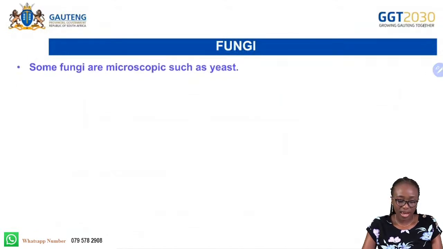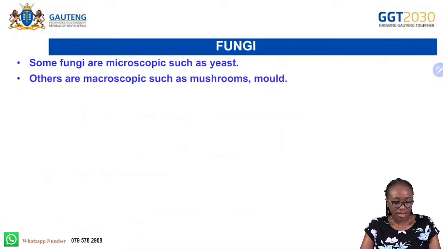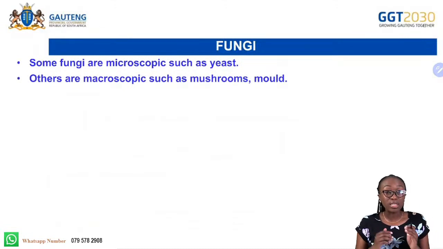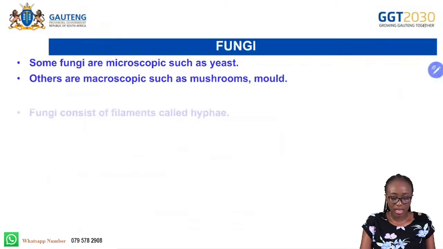Then we have fungi. Some fungi are microscopic, such as yeast, and others are macroscopic, such as mushrooms, meaning we can see them with the naked eye. We can see them and grab them. Mushrooms and mold can be seen with the naked eye.